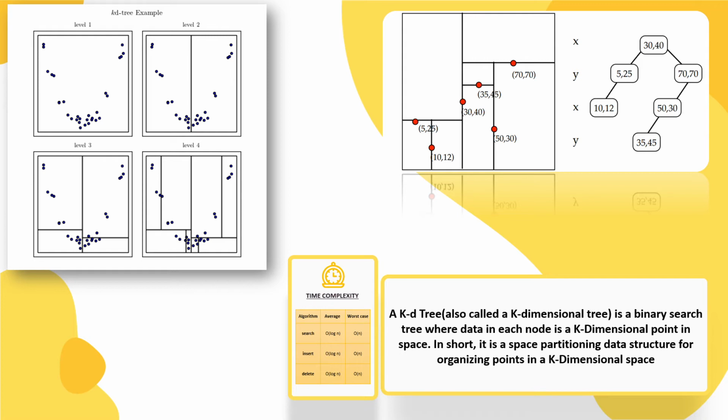As you can see with the definition here, it is just a binary search tree where data in each node is a k-dimensional point in space, which means that we can have k levels of dimensions at every depth of the tree itself. So in short, it's a space partitioning data structure for organizing points in a k-dimensional space. This allows us to divide the data into as many partitions as we want to ensure a granular level of access and to ensure that our nearest neighbor algorithm works even more accurately.